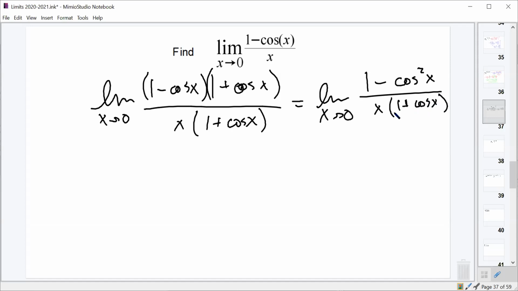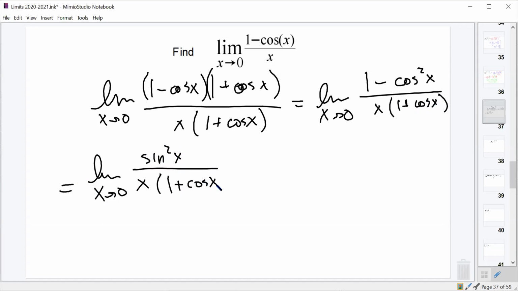Okay, cool. So why do I care? What good did that do? Sine squared x. All right, so we've got a trig identity here. 1 minus cosine squared x is equal to sine squared x. That comes from the first of our Pythagorean trig identities, right? Sine squared plus cosine squared is 1. So 1 minus cosine squared is sine squared. So now we've got the limit as x approaches 0 of sine squared x over x times 1 plus cosine x.